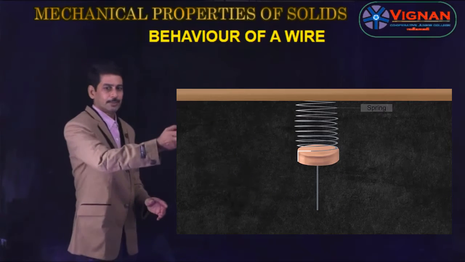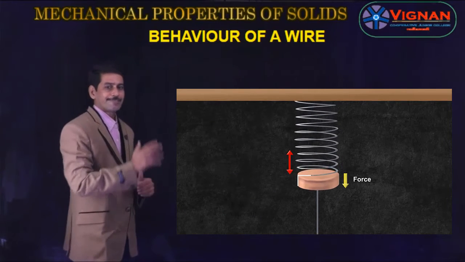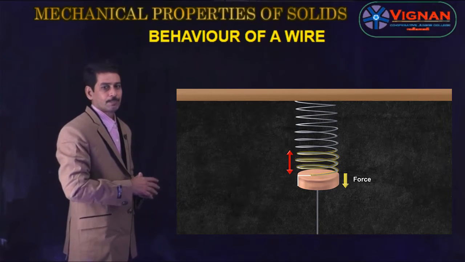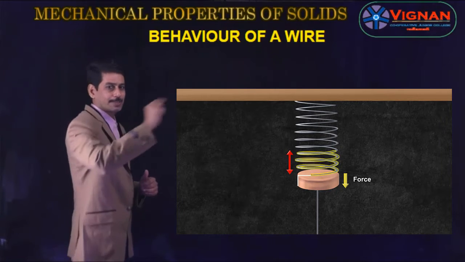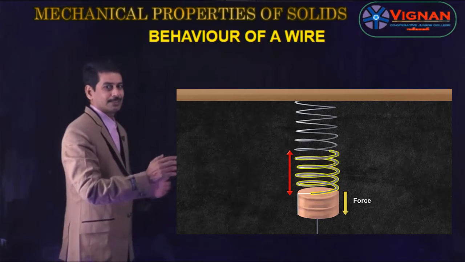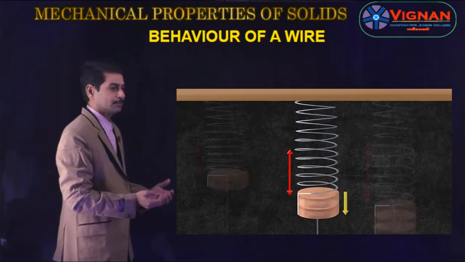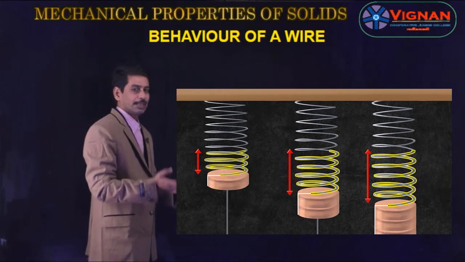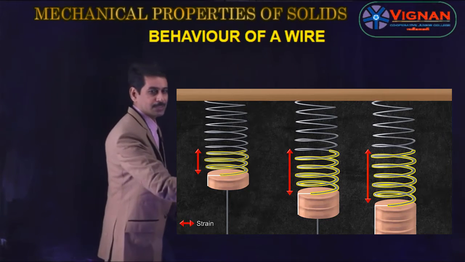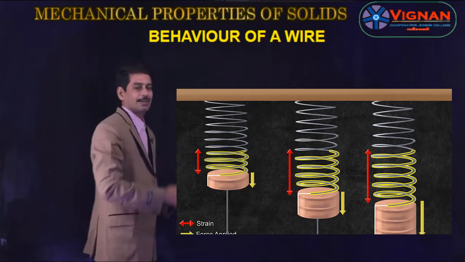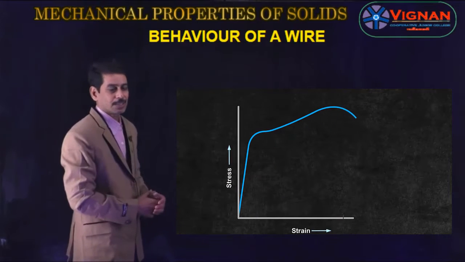So watch this video here. Instead of a wire, we are taking a spring here. One end of the spring is fixed to the rigid support, whereas at the other end the loads are added, and the loads are gradually increasing. By gradually increasing the loads, a graph is drawn by taking strain on the x-axis and stress on the y-axis. That graph is called the stress strain graph.